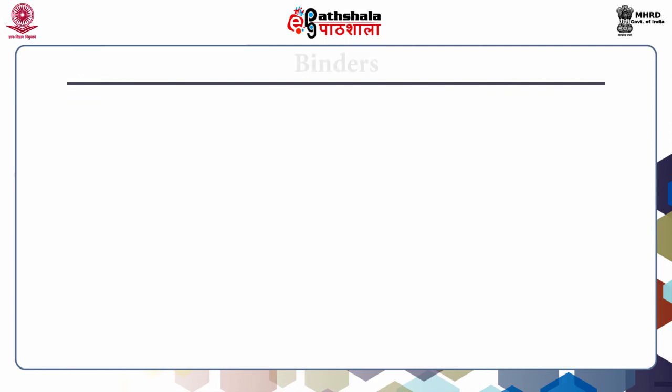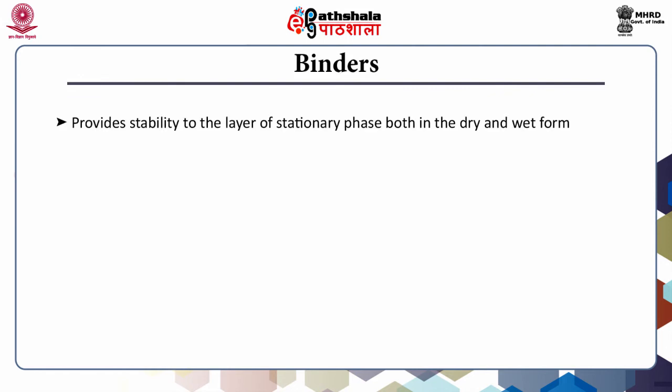Now the second component is the binder. The layer of a stationary phase must be uniform, smooth, thin and durable in order to obtain the ideal separation. In addition, the coated plate should ensure consistent chromatography properties. Therefore, the use of a binder provides stability to the layer of the stationary phase both in the dry as well as in the wet form.